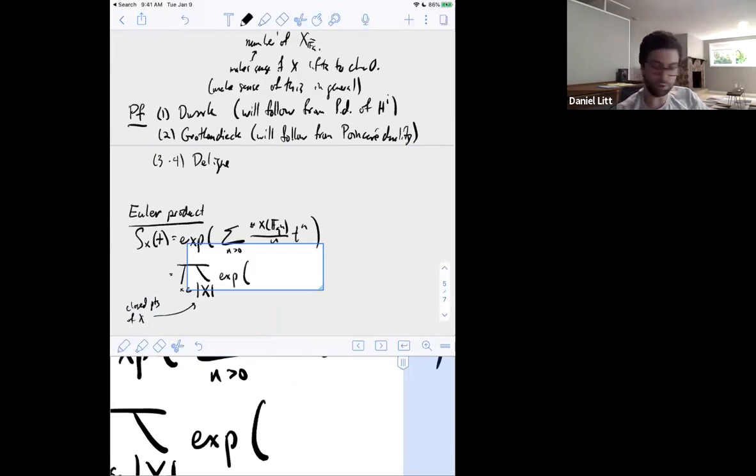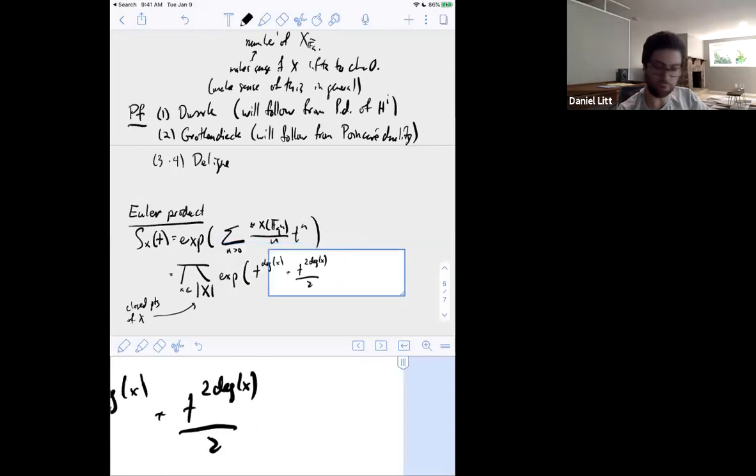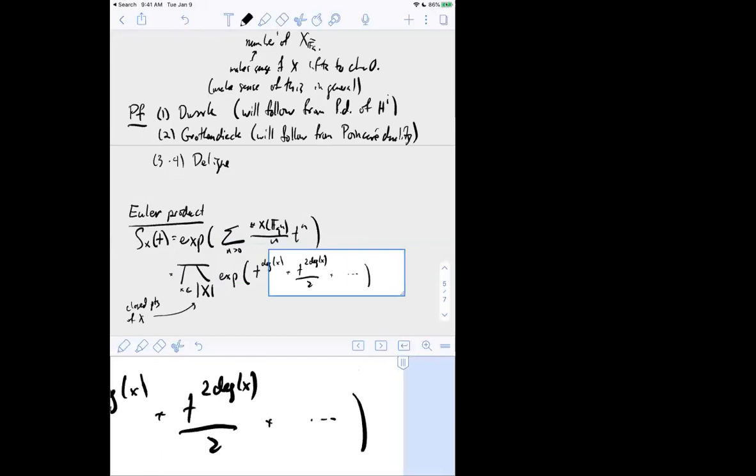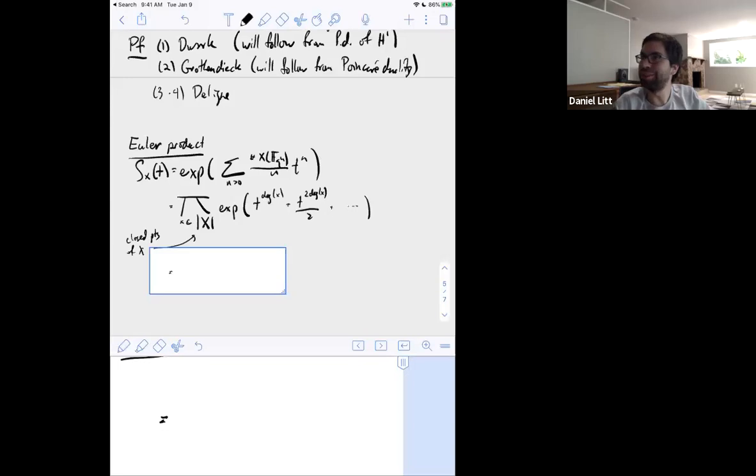And I claim that this is just equal to the sum of t to the degree x plus t to the 2 degree x over 2 plus t to the 3 degree x over 3, and so on and so forth. Does anyone see what this is? This is one of those times where the people registered in the course should consider unmuting and asking themselves why this might be happening. All right, let's think about it.